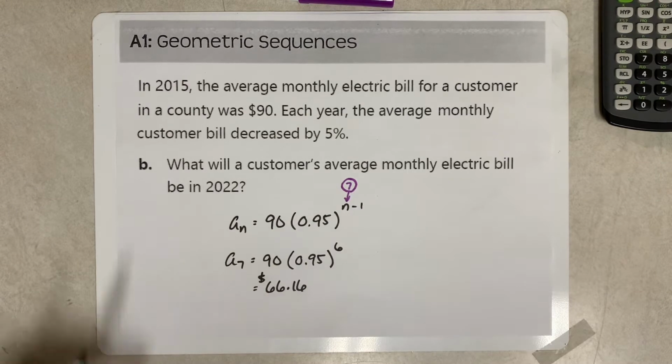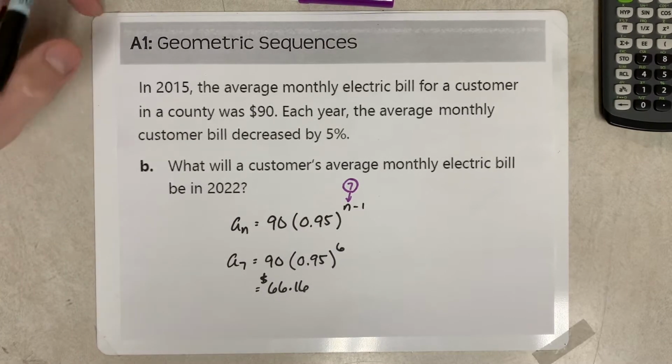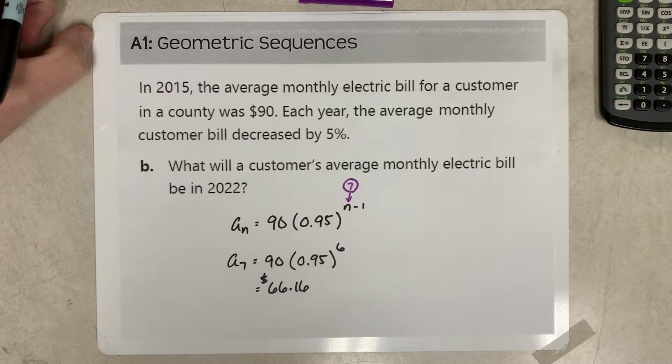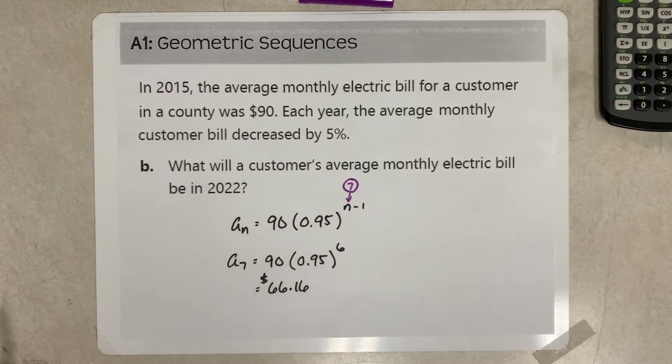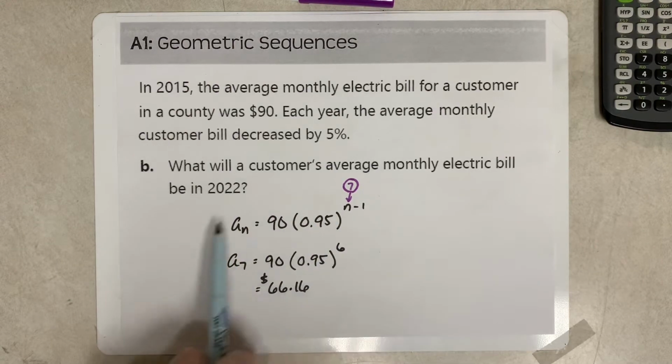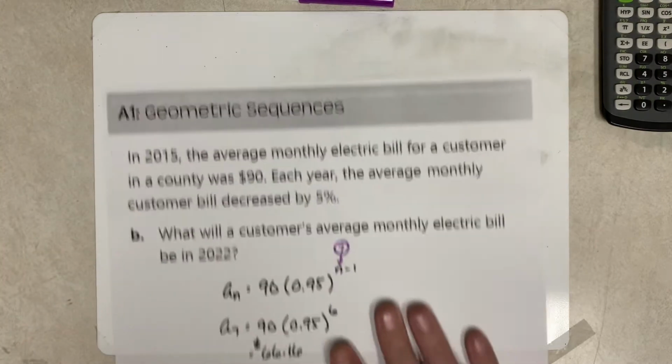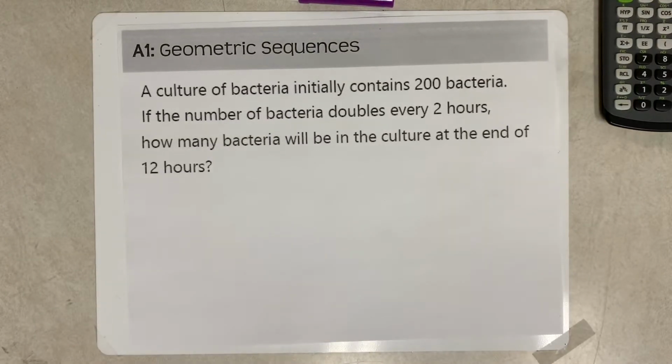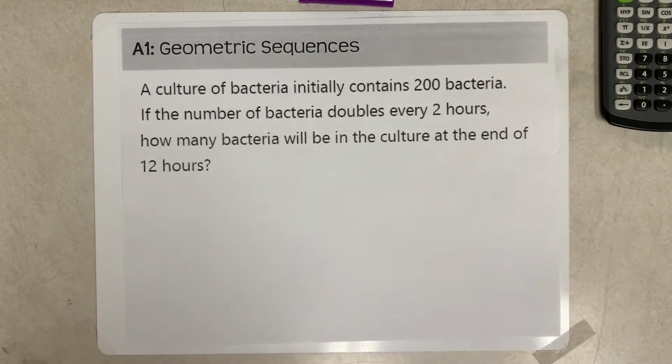And I've seen that happen before, and the EOCs, standardized tests usually give you a leeway of usually 1 a lot of times. So I really wouldn't worry about that right now. The big thing though with this is making sure that you can write this expression like that right there. That's the major thing. All right, so now let's take a look at this one. This one says a culture of bacteria initially contains 200 bacteria. If the number of bacteria doubles every 2 hours, how many bacteria will be in the culture at the end of 12 hours? This one's a little tricky.